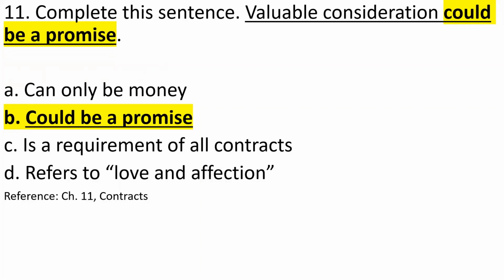Valuable consideration could be something of value, but it is simply a promise. A contract is nothing more than two parties promising each other that they will do certain things within a specified time frame.